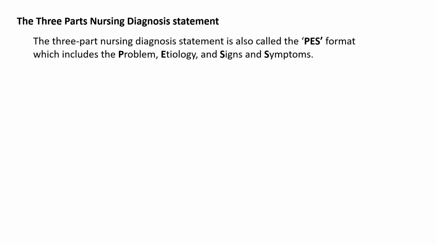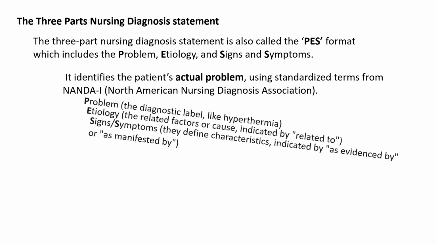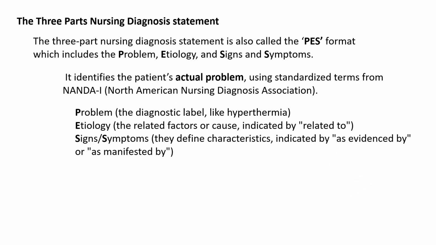The three-part nursing diagnosis statement is also called PES format, which includes the problem, etiology, and signs and symptoms. It identifies the patient's actual problem using the standardized terms from NANDA-I, that is the North American Nursing Diagnosis Association. What is the problem here? The diagnostic label, like hypothermia.